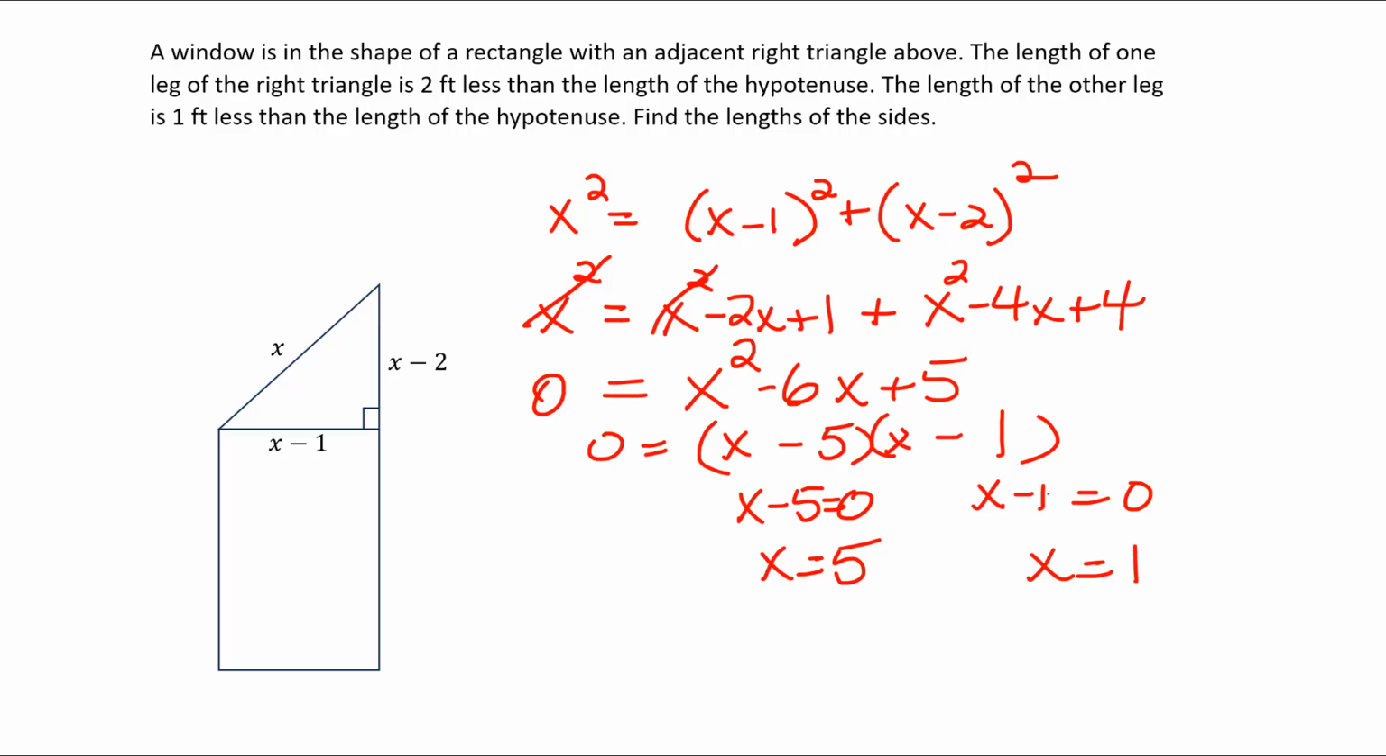So if x is 1, that's impossible because that will make the legs negative. So it can't be 1. So x would have to be 5. And if x is 5, that means that this side is 5, this side is 3, and this side is 4. And that's a right triangle. That's perfectly fine. And it works for everything. So the lengths of the sides are 3, 4, and 5.